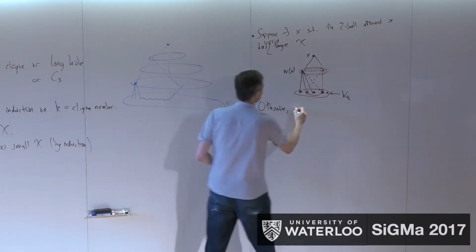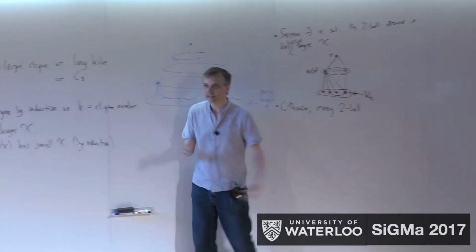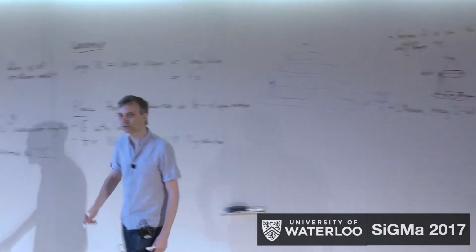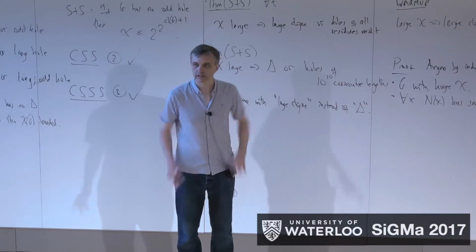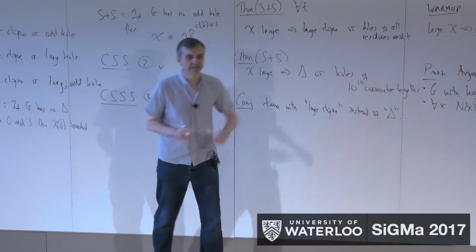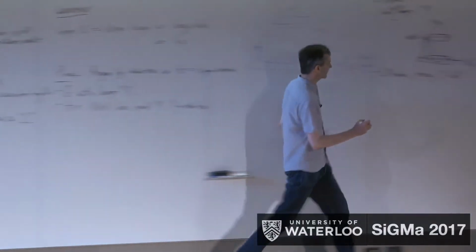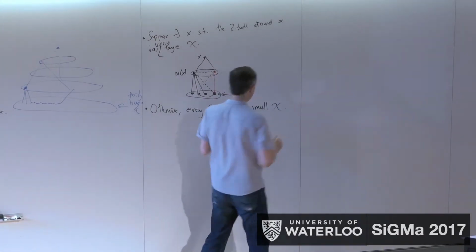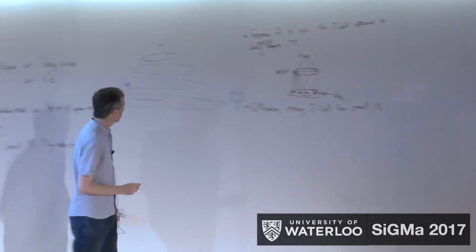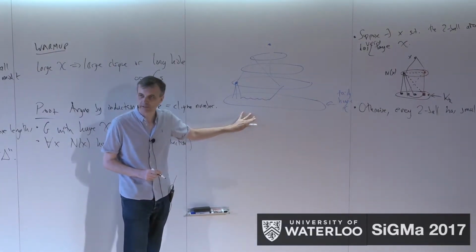So otherwise, every two-ball, okay, let me rescale a bit now. Every two-ball has small chi. There's no two-ball with very large chi. So let's just step back a bit, rescale our functions. So two-balls have small chi. And that turns out to be good enough to make this strategy work.